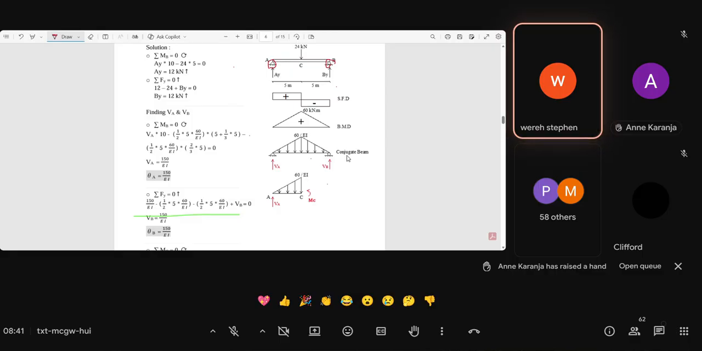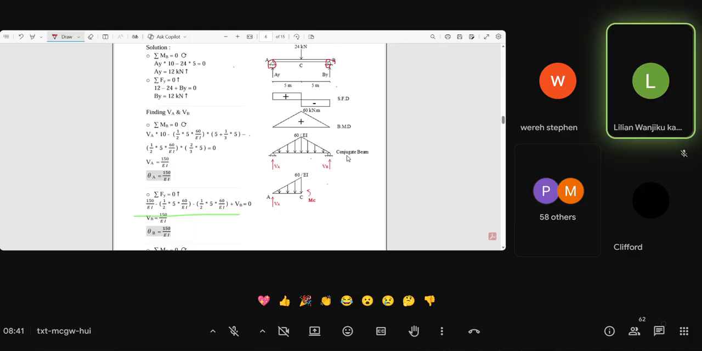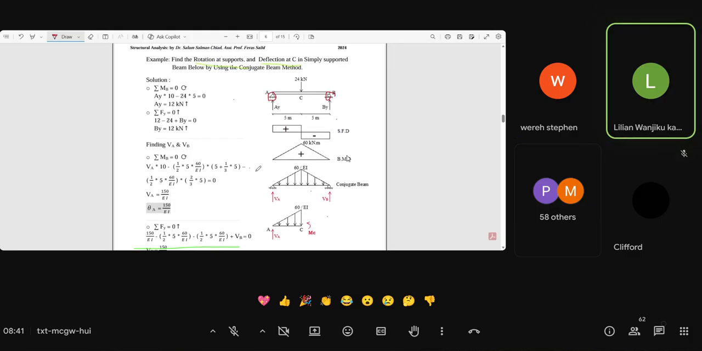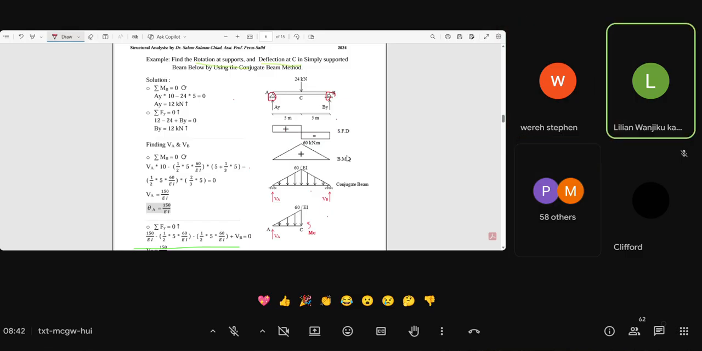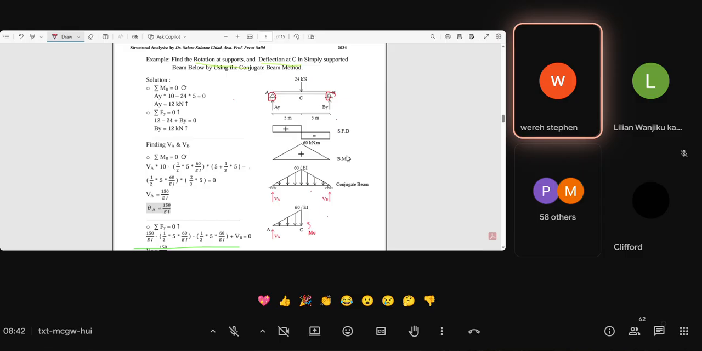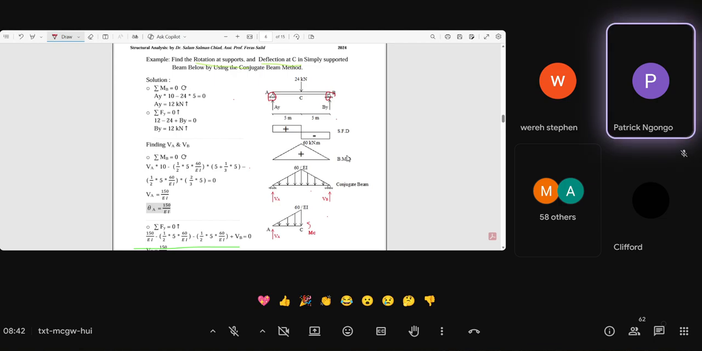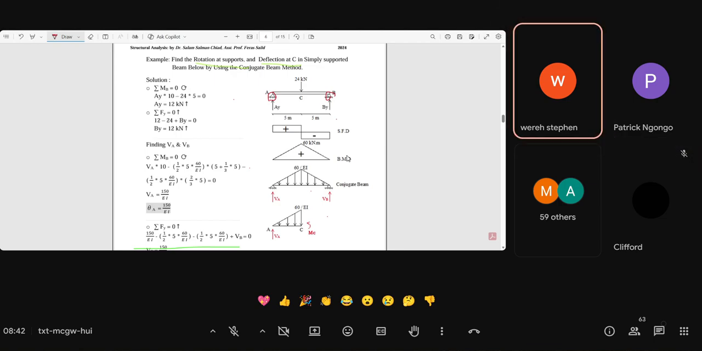Somebody else? You need to speak up, so that I know those who have raised their hands. Can you just say where I lost you? Finding VA and VB. Finding VA and VB in the real beam or the conjugate beam? Conjugate. Conjugate, eh? Yes. Another person. What is EI?